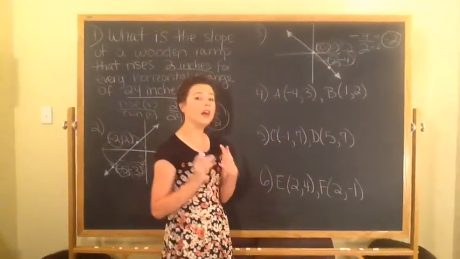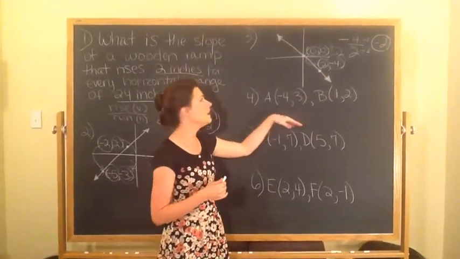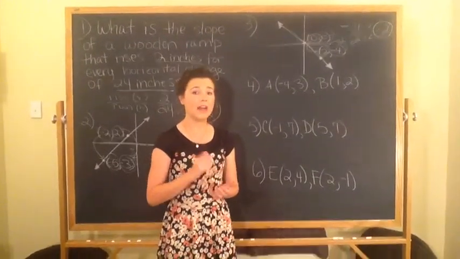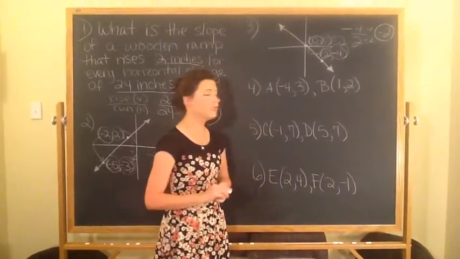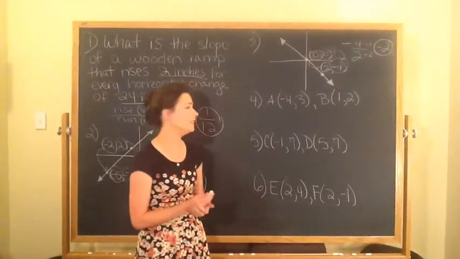Now, the one drawback when you're just given ordered pairs is that you don't have a graph to see right away if the slope is going to be positive or negative. So you're going to have to be very careful when solving, because you don't want to mess up your sign. If the sign's wrong, the answer is wrong.